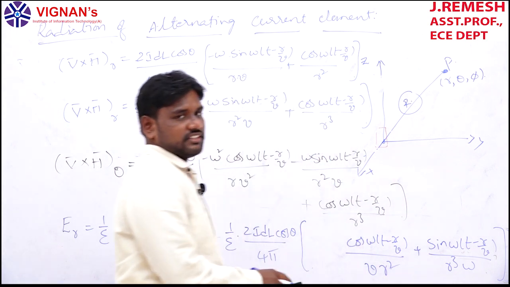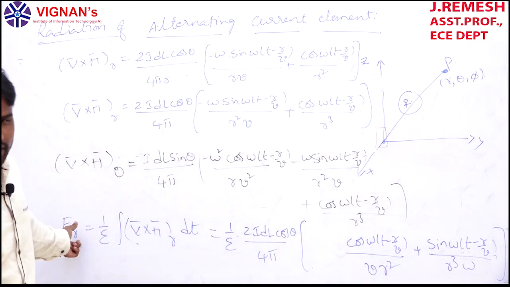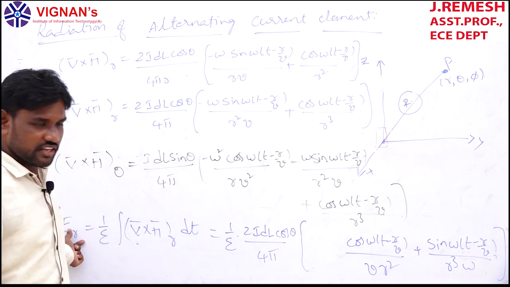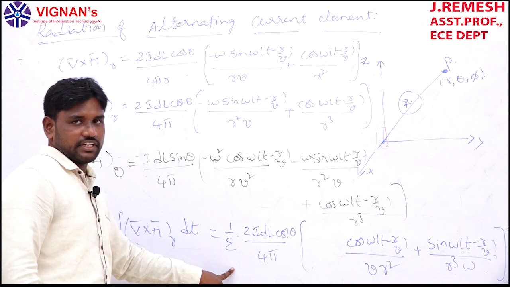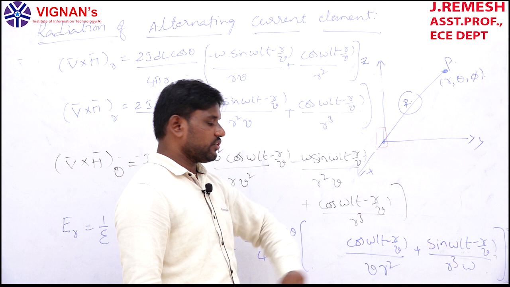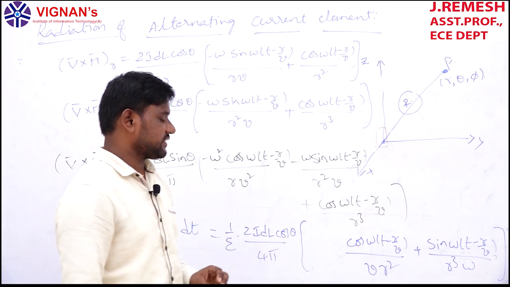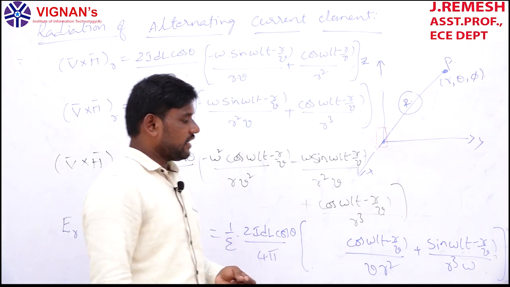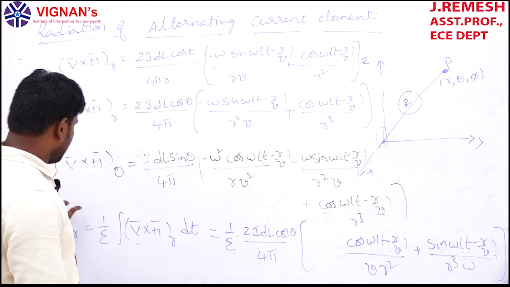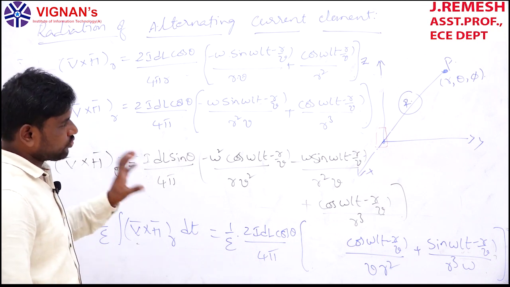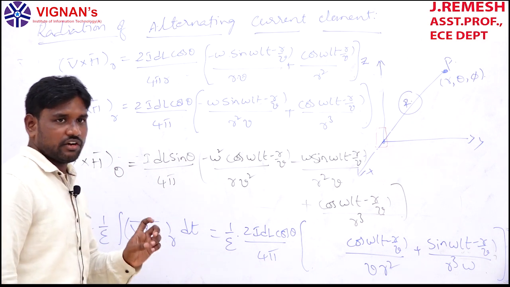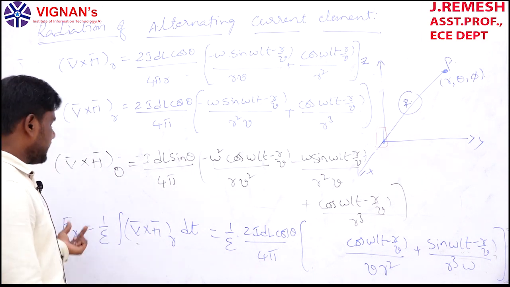So this is the ER component, that means this is the electric field component in the R direction, given as 1 by epsilon into 2 I dl cos theta by 4 pi into [cos omega into (t minus r by v) by v r square plus sin omega into (t minus r by v) by r cube into omega]. So that is what we derived for the ER expression. We derived the H phi, and we derived the ER.